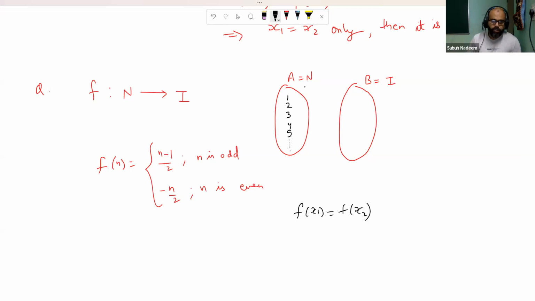One is odd. So which definition will we apply? (n minus 1) by 2. And what output will we get? 0. Correct. So both of you agree that it will be 0.